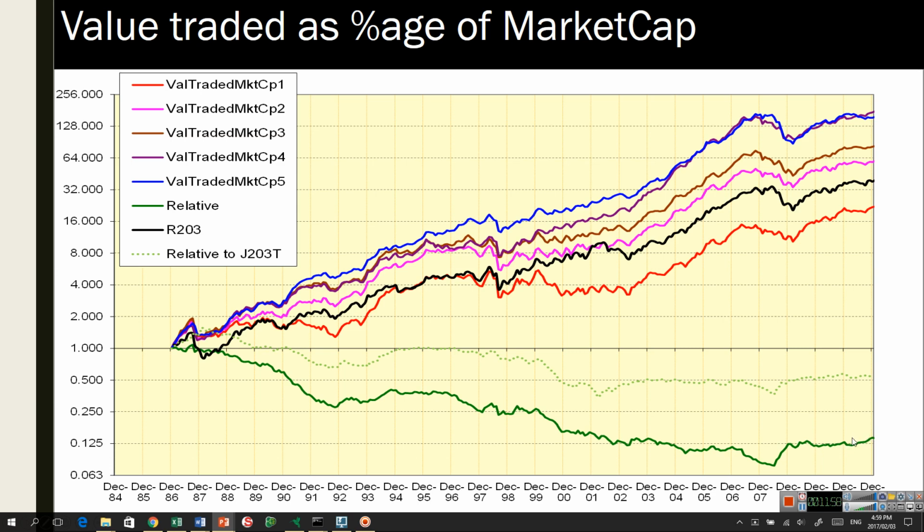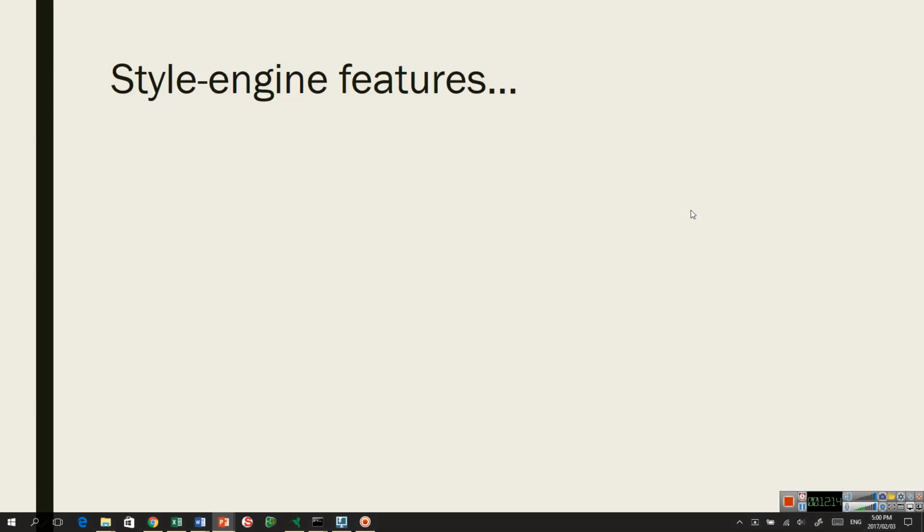But you will observe that for more or less the last 10 years here, actually the gap hasn't been working. It hasn't made a difference. And the style, if you like, has stopped working. So this is the type of result that we can get from the style engine.